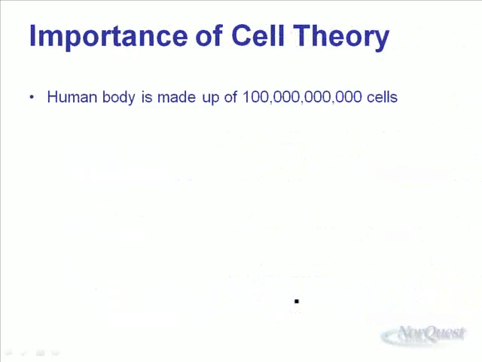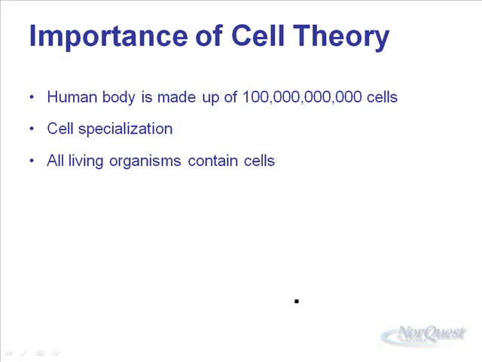And why is cell theory important? Well, human bodies are made up of over 100 billion cells. So the idea that we're made of cells, it's important to understand what cells are and what they do. Cell specialization: if you look at multicellular organisms, and we'll look at us for an example, each cell has a specific role in the body. So skin cells are vastly different from heart cells or lung cells or brain cells for that matter.